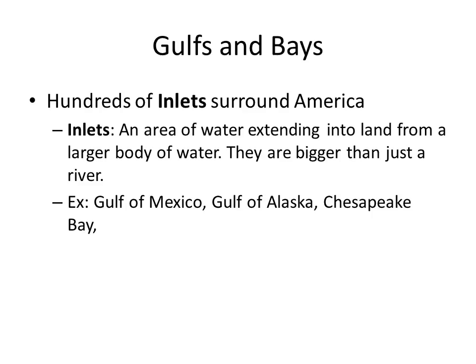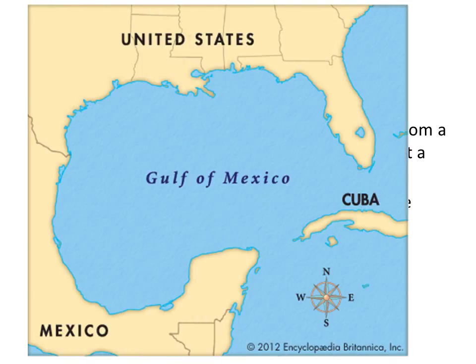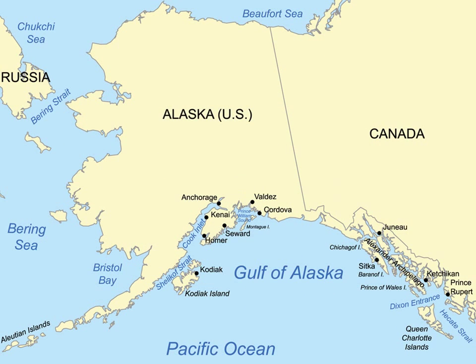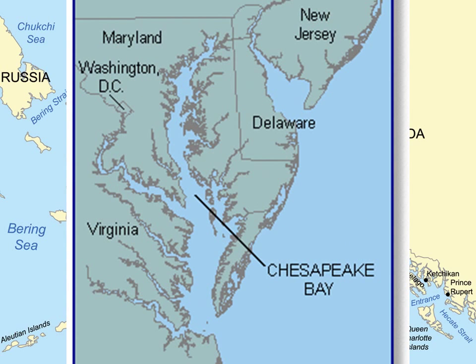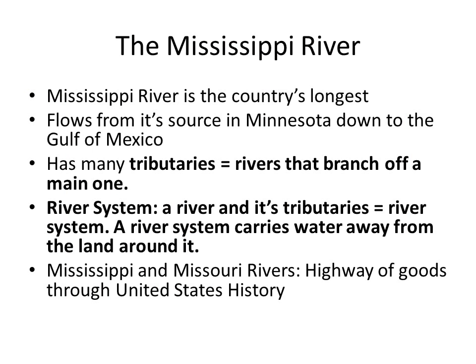Another type of water feature was inlets or bays. And inlets are areas of water extending into land from a larger body of water. They are bigger than just rivers. So you can think of inlets as the Gulf of Mexico, Gulf of Alaska, or Chesapeake Bay. Gulf of Mexico extends from the Atlantic Ocean. Gulf of Alaska extends from the Pacific Ocean. And Chesapeake Bay extends from the Atlantic Ocean.